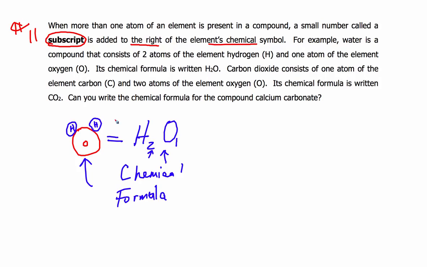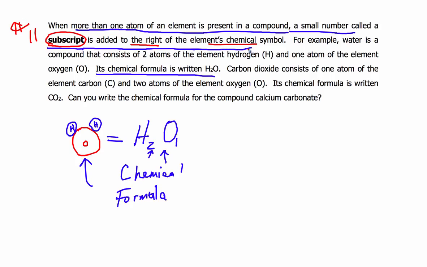So let's go ahead and read the second part of this. Okay, so the chemical formula for water is written H2O. So while I've got blue, let's underline this as a main idea, something we want to make sure we understand. And then this is also a main idea. So let's get this underlined right now. When more than one atom of an element is present in a compound, a small number called a subscript is added to the right of the element's chemical symbol. And we can go ahead and get all of that in blue. We're going to come back and catch that in green as well, because this helps us to understand what a subscript is.